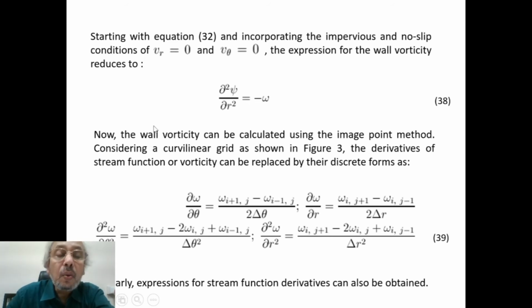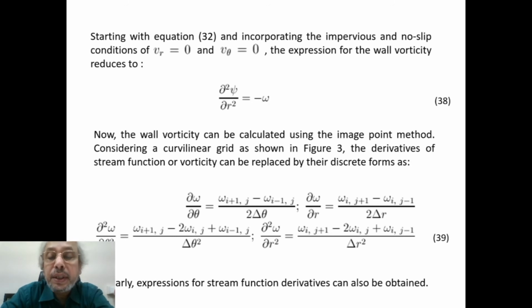Now the wall vorticity can be calculated using the image point method that we mentioned while deriving equation 14. You may have a look into it. The same strategy can be followed.